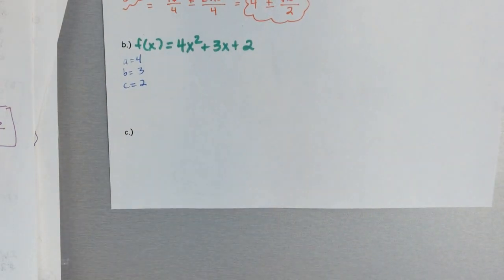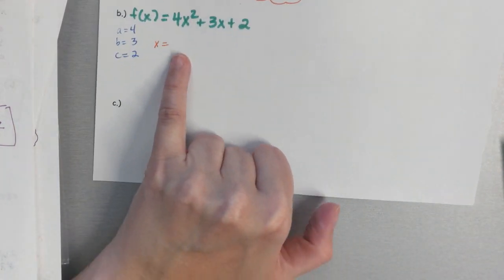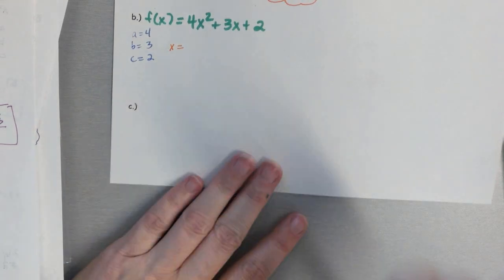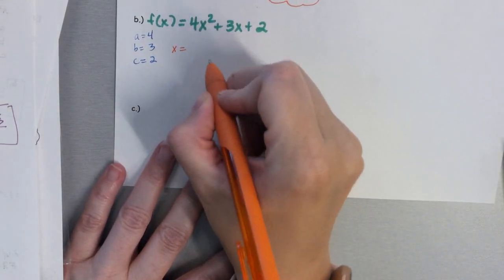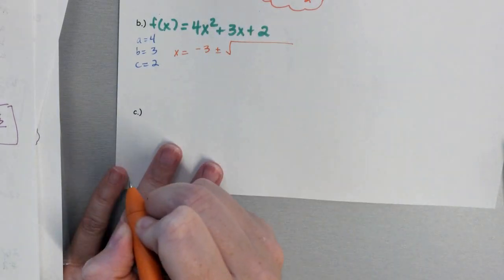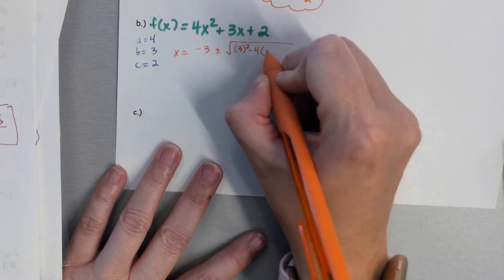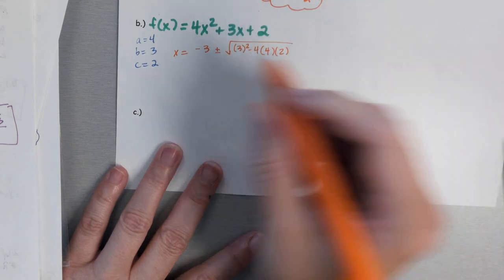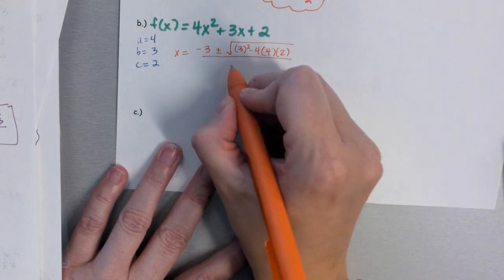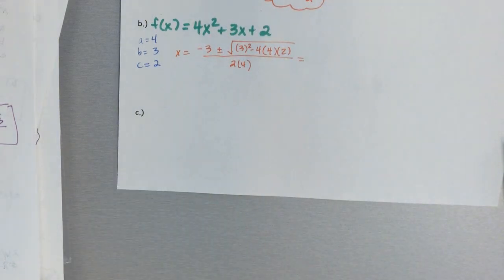All right, so now I'm going to plug them in. So I have x equals, and then Ashley, will you tell me what you put? x equals negative 3 plus or minus square root of 3 squared minus 4 times 4 times 3. Good. And all of that is over what? 2 times 4. Great.